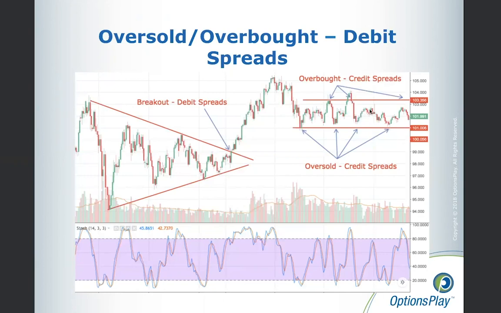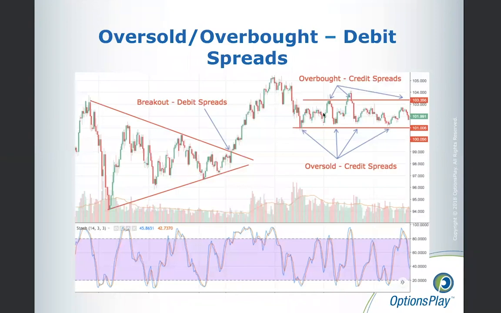It only moves maybe $1 higher. Multiple times this stock becomes oversold, and instead of moving any lower, it just moves slightly higher. Conversely, same thing when the stock is overbought. As you can see, it only moves a couple of dollars lower. So for these types of conditions, you don't want to use debit spreads. You want to use credit spreads. We actually have a whole separate webinar just on how to sell credit spreads.